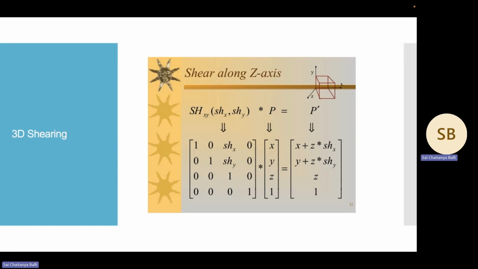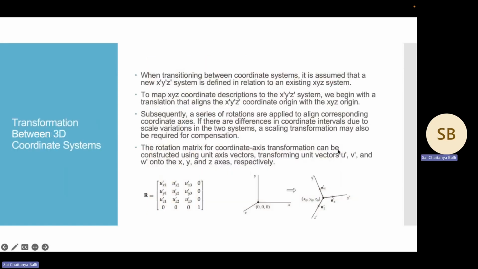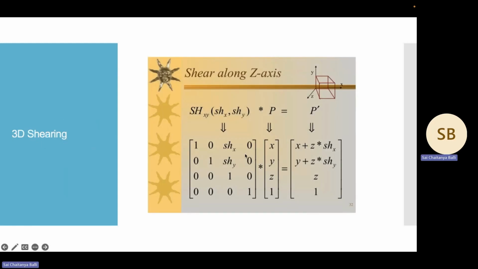So SH of shx comma shy multiplied by P is equal to P dash. Over here P is the original point of the object. These are the original points, and these are the shear matrix points. Once we multiply, we get the final destination point where we need to present the object.